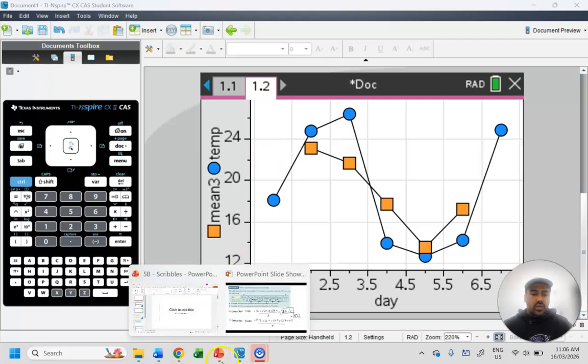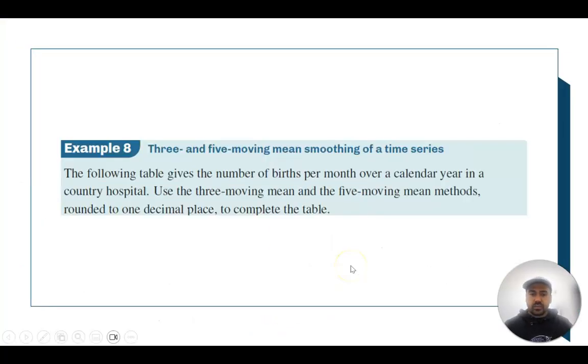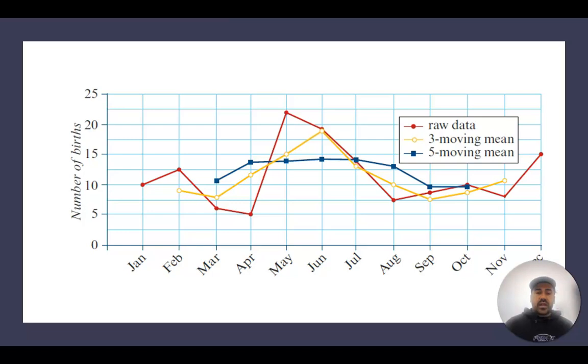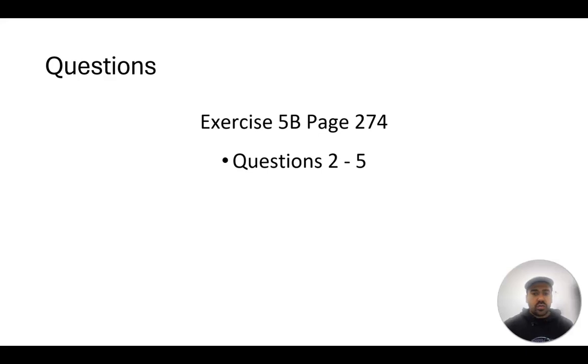Alright guys, with that in mind, here's another example you see on the worksheet that you'll get provided with below, that shows you the manual working out of 3 moving mean and 5 moving mean. And there's the data that you can see there in your own time for the particular example. So questions 2 to 5, exercise 5B, page 274. This will be the last exercise that you need to do before the investigation.